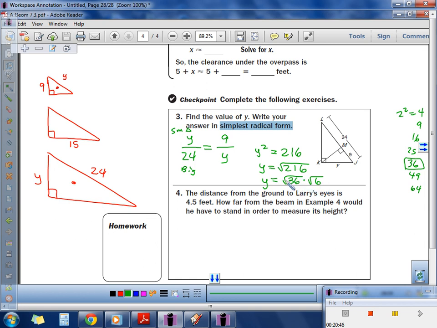No. The last thing you need to do is realize that that one simplifies nicely. Don't just stop here. You got to simplify this piece. So square root of 36 is 6 with that square root of 6 remaining. There's that final answer.